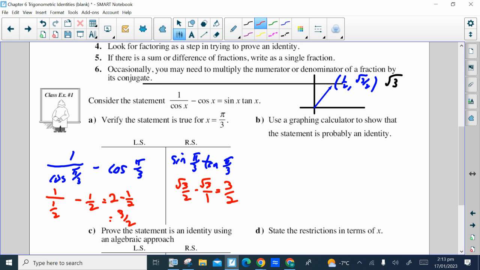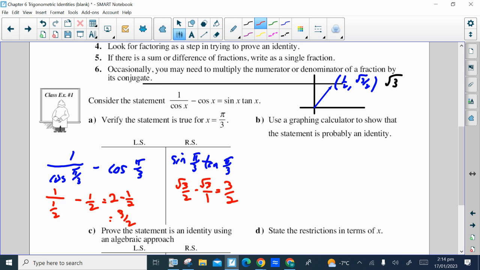This shows that this statement is true for a specific angle. Okay, they told us to use pi on 3, and you could use almost any angle that's on the unit circle. You can use any angle you want, but at least when we're dealing with angles on the unit circle, we're dealing with exact values.